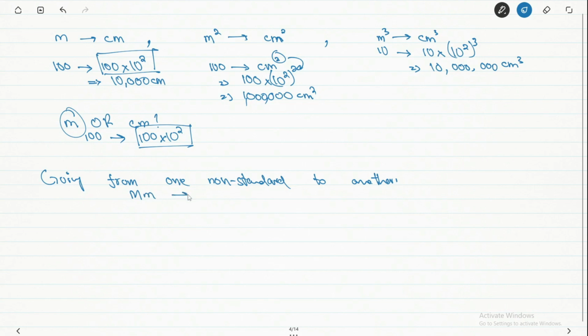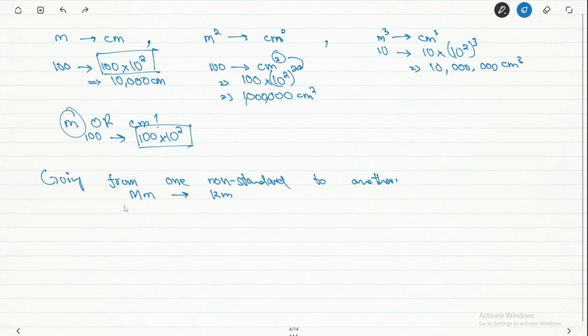Megameter to kilometer. Now, what you can do is think about it in two ways. For example, the first way is to think about whether the value is going to increase or decrease. Obviously it's going to increase going from megameter to kilometer, because kilometer is smaller. So 100 megameters would give us a larger value in kilometers, or you can just subtract it like this.